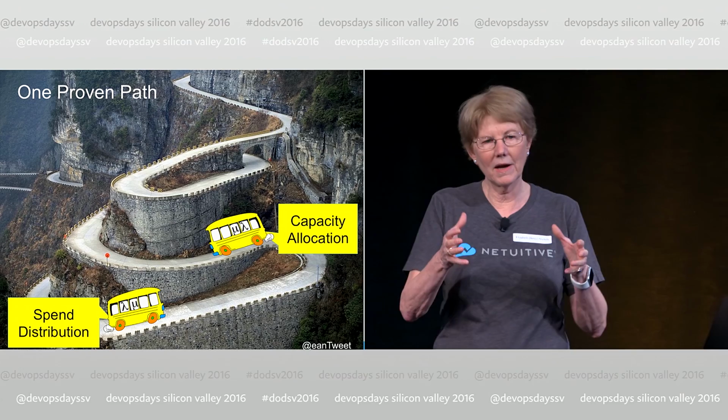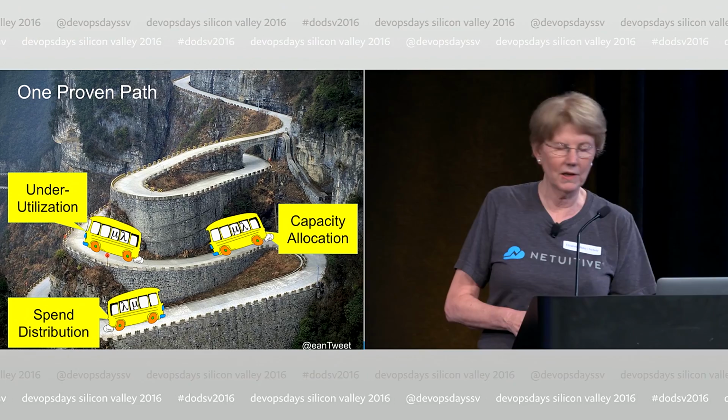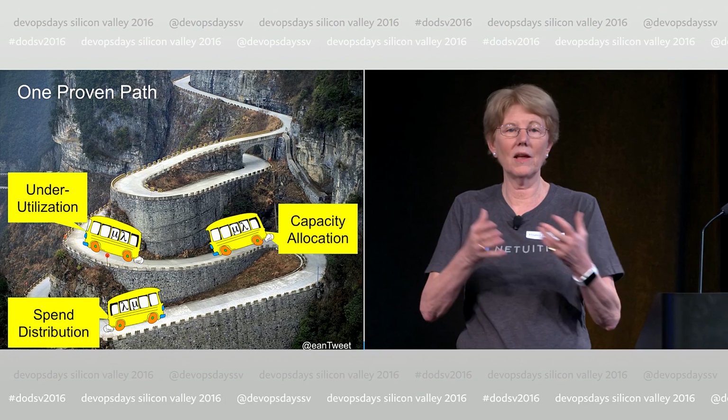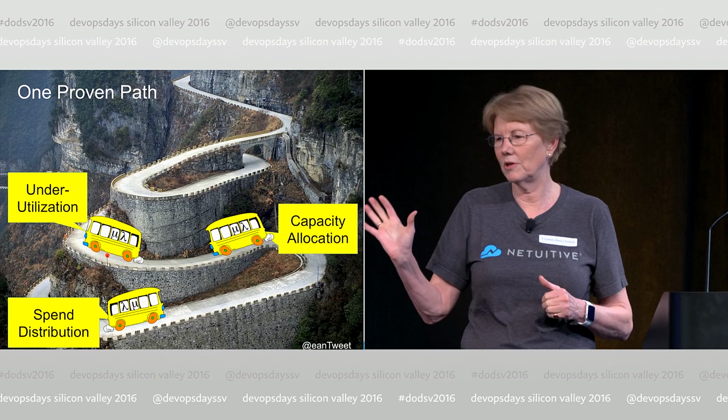Next question is, where is it being distributed, and is there a mismatch between how it's being utilized and where it's being allocated? One thing about AWS is they're happy to sell you capacity. It's up to you whether you decide to use it. You're going to pay for it whether or not you use it.